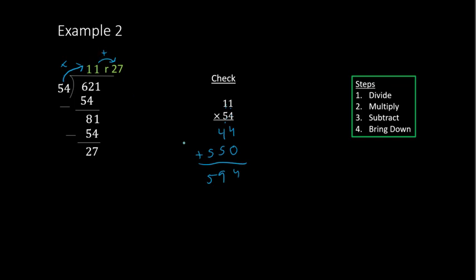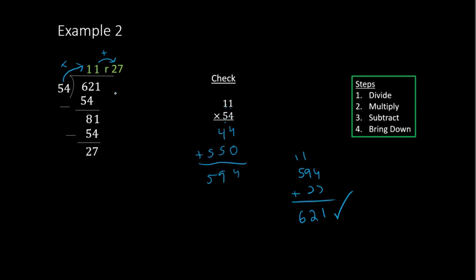So you multiplied, and now we need to add the remainder. So we take 594 and add the remainder of 27. And if you add that, 4 plus 7 is 11. So take the 1, carry the 1. 1 plus 9 is 10, plus 2 is 12. So take the 2, carry the 1. And then 1 plus 5 is 6.